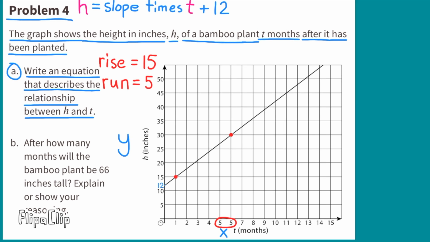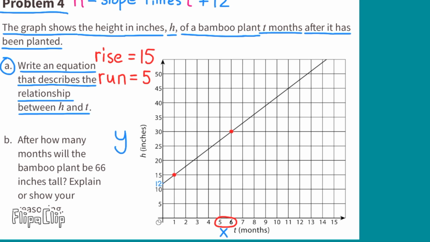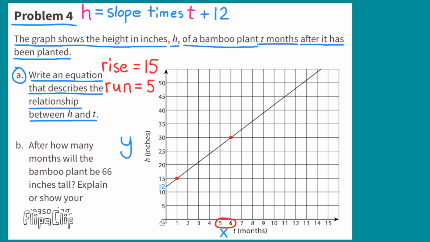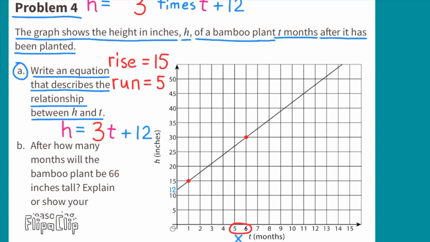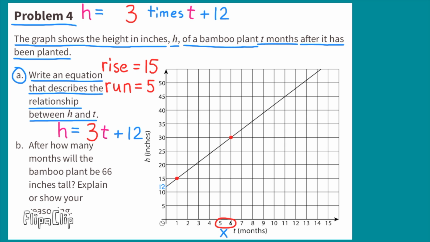Now I just noticed a misprint down at the bottom of this graph in t months. It says 5, 5 when it should say 5, 6, so I'll fix that. I'll substitute the slope for 15 over 5, or 3, and now the equation reads h equals 3 times t plus 12. The equation that represents the relationship between h and t is h equals 3t plus 12.